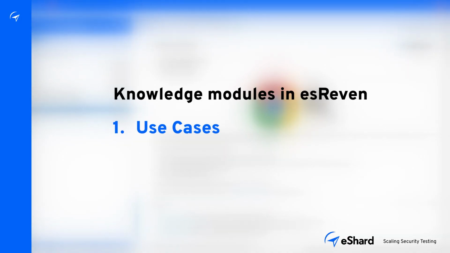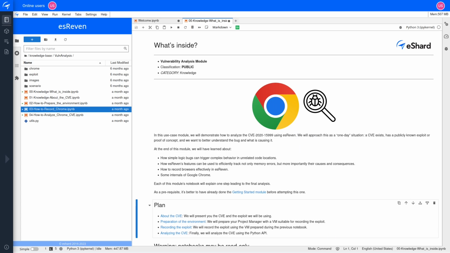So first we have use cases. They range from focused demonstrations to full-blown write-ups of real-world situations. They're a great way to discover more about esReven, and not from the point of view of which feature does what, but rather of what you can achieve with it and how, and all the diverse situations where it's useful and why. For example, here we're looking at the analysis of a vulnerability in Chrome.